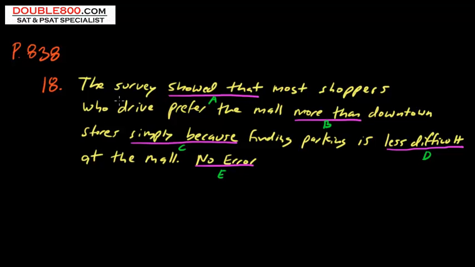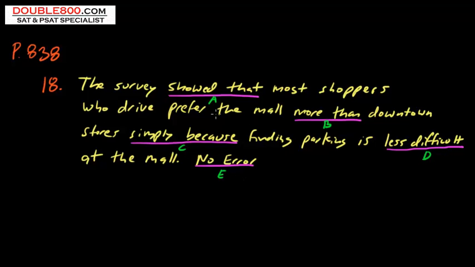In this lesson, we'll review identifying the error problems. This is part of the writing multiple choice. We're on page 838, question 18. The survey showed that most shoppers who drive prefer the mall more than downtown stores simply because finding parking is less difficult at the mall.